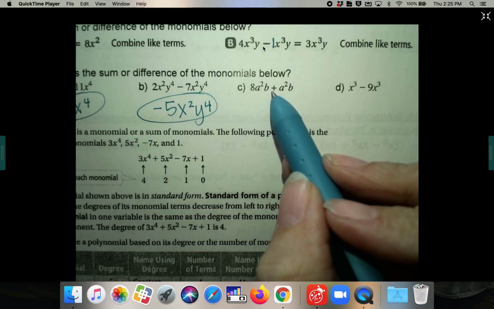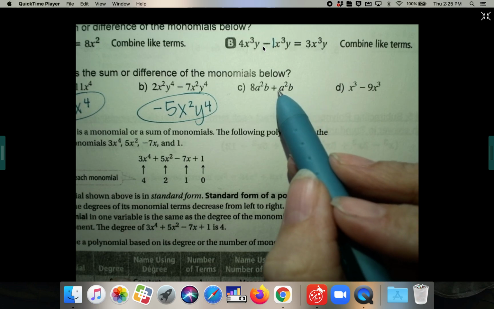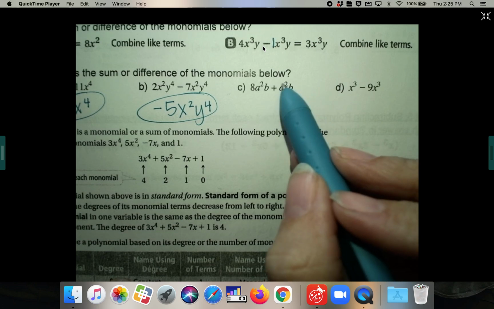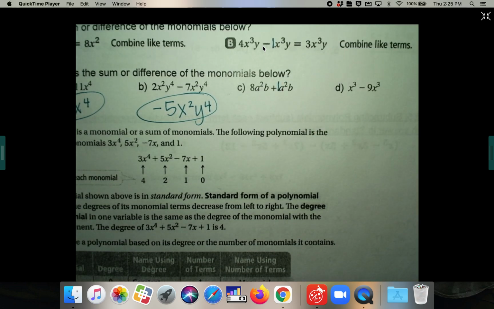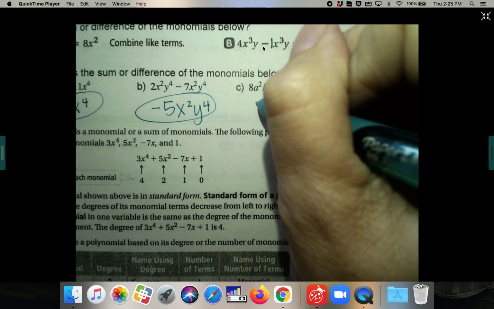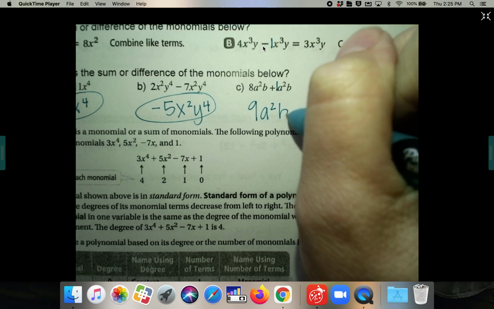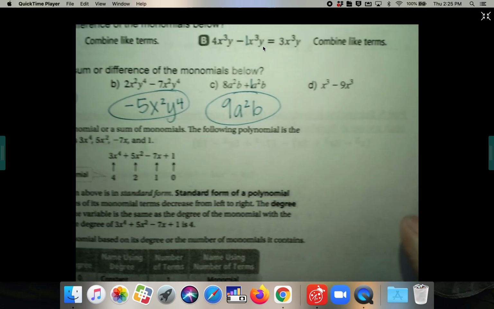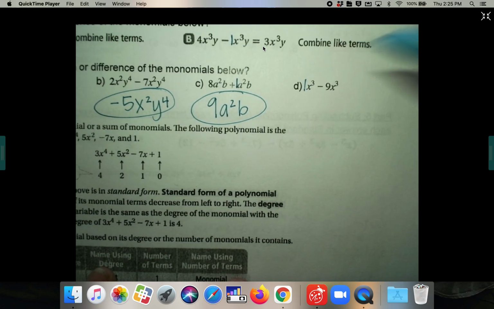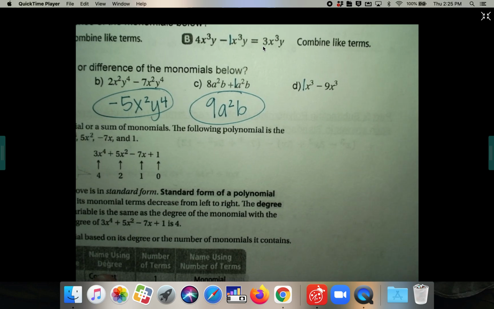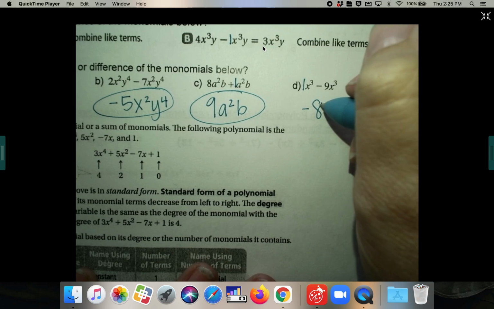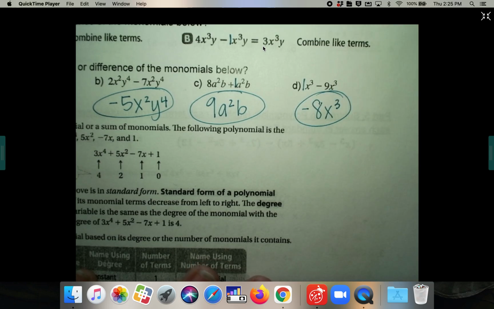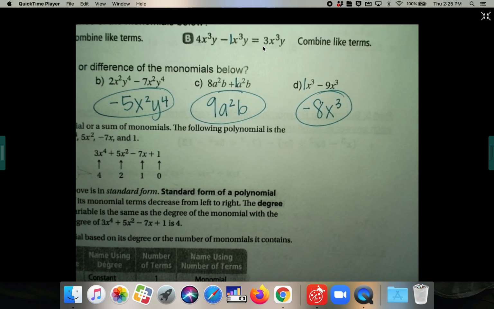8a squared b plus nothing a squared b. But if it actually was nothing, if it was a 0, it wouldn't even be there at all. So because it's here, we know it has a hidden invisible 1. So that would be 9a squared b. All right, again, you've got a little 1 there that's not there, but you know it's there. 1 minus 9 is negative 8. X to the third is the like term that we combined.